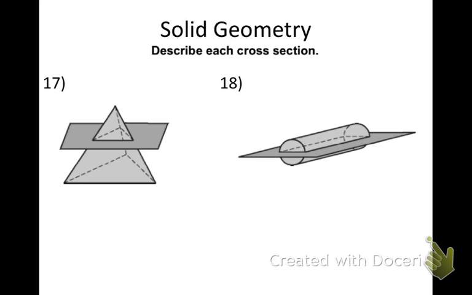So let's look at number 17. What's the cross-section going to be, Troy? That'd be a triangle right there. And what about number 18? What would my cross-section be on 18, Caprio? Yep, that would give me a rectangle right there. Nice job.